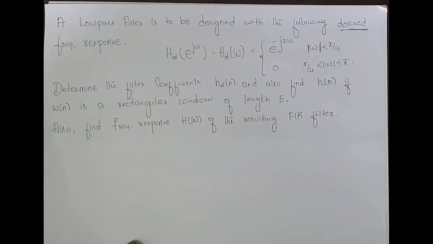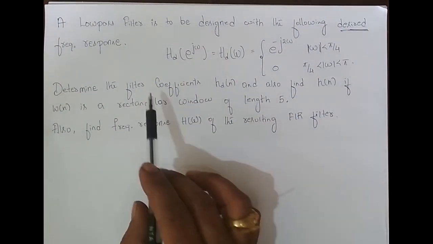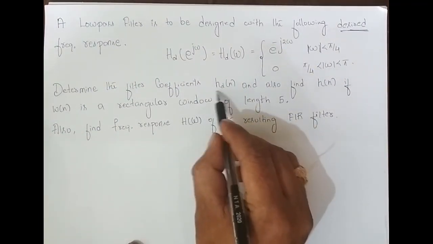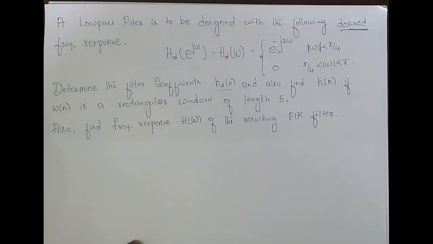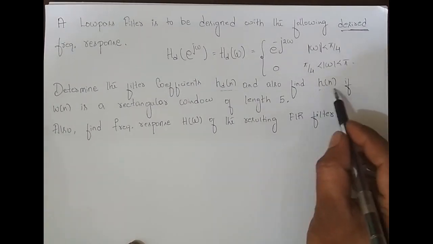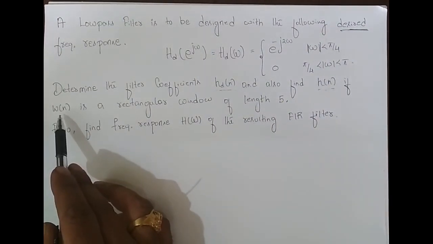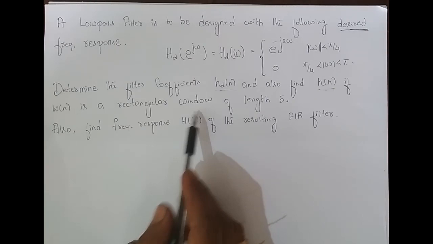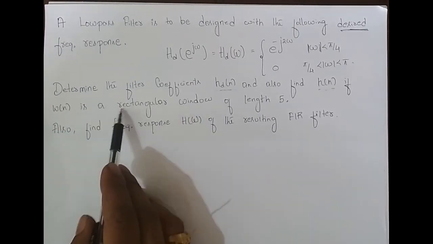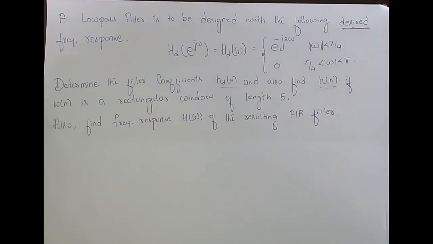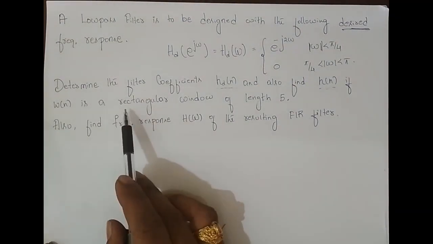What I need to find here is the filter coefficient HD of n. Also I need to find h of n if the window function is a rectangular window. So w of n is a rectangular window, and the length of the rectangular window which they have given is 5. So I need to design a fifth order FIR filter with a rectangular window.